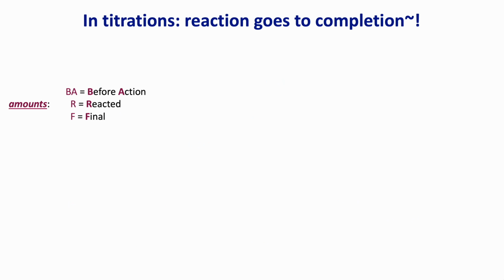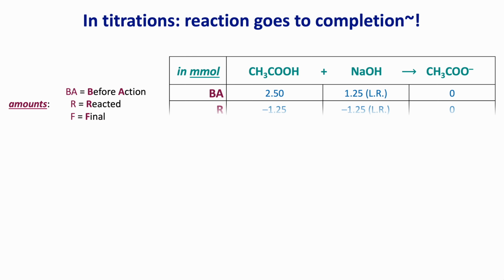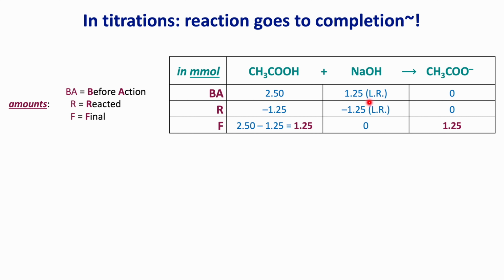How do we use it? Since we're not working with concentrations but with amounts, BARF stands for amounts before action, amounts reacted, amounts final. Before action, what action? Well, before the actual reaction happens, I had this number of moles of my acid, this number of moles of my titrant. I determine that this is the limiting reactant. This gets fully consumed, so that gives me at the end 0 moles of the titrant, but this one determines how many moles of the acid are going to react and also constrain the number of moles of my product that can be formed.